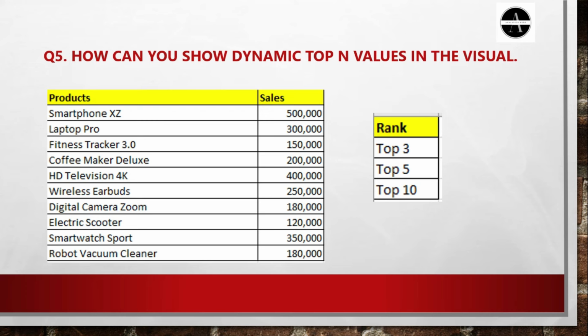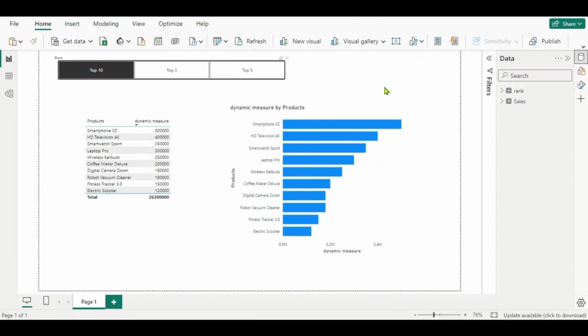The last Power BI scenario based question is on data visualization. The question is, how can you show a dynamic top N values in the visual? So they have provided us two tables. Here you can see we have a product table with sales, and one table with rank: top N, top 3, top 5 and top 10. So the ask is to show dynamic top N values in the visual.